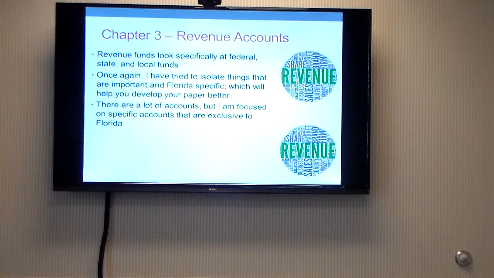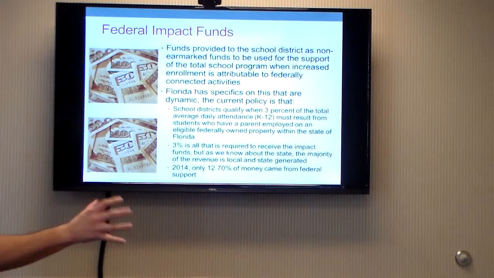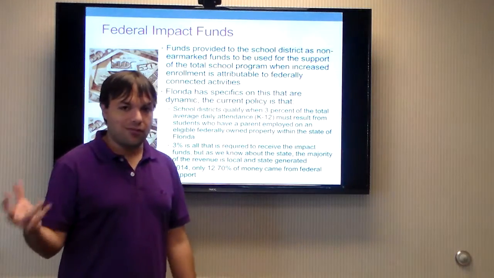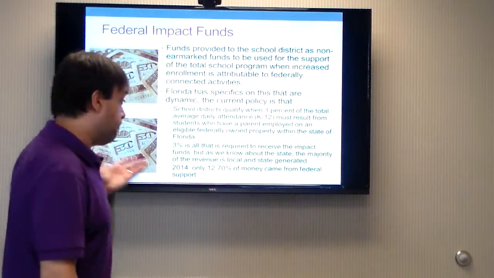So chapter 3 is long, but I picked out things that were Florida specific because that might, once again, interest you and could help you develop your paper better. The federal impact funds are a big deal in any system in the United States because you want to receive federal money. But in this state, we don't have much money that comes from federal support. In 2014, only 12.7% of the money that came into Florida came from federal support. Everything came from state and local sources.